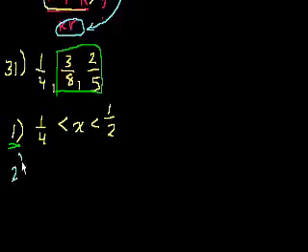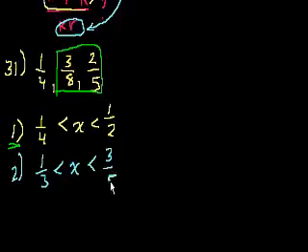And then statement 2 says that 1/3 is less than x, which is less than 3/5. So this tells us that x has to be greater than 1/3. So let's see. 3/8 is greater than 1/3, right? Because 3/9 is 1/3. So 3/8 is greater than 1/3. 2/5 is also greater than 1/3, right? It's 0.4, so that's greater than 1/3.